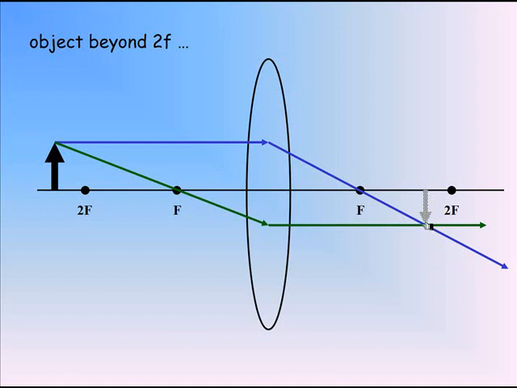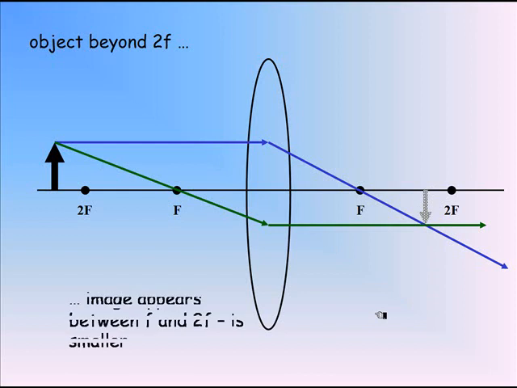And beyond 2F, of course, we see that the object is still real, but now it is upside down and it's smaller. All right, the image appears between F and 2F is smaller. All right, this is how it works in your camera.